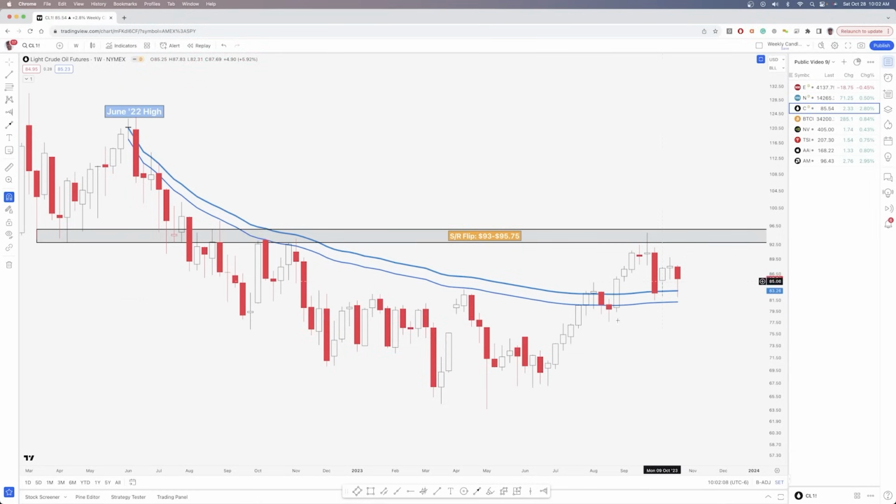It's pretty range bound. I mean, if you look back since June, we're definitely in this uptrend and we're continuing to print higher lows.